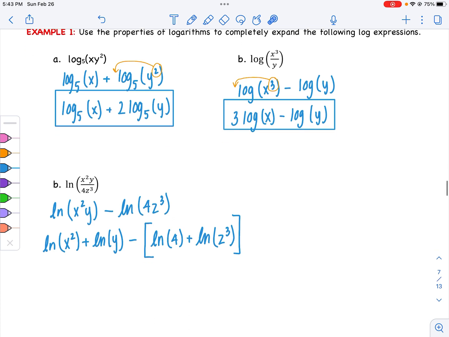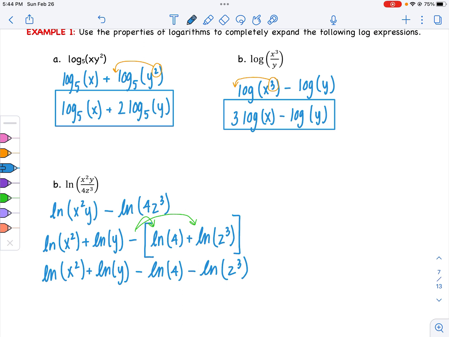Now at this step, I'm going to distribute this negative sign because that always gives some errors to people. So I'm going to do that first and just kind of get it out of the way. So nothing changes here, but I am subtracting ln of 4 and I'm subtracting ln of z cubed. Both were in the denominator, so both get that negative sign in front. Then I'm going to apply that power rule. Any kind of exponent I have, I'm going to bring out to the front.